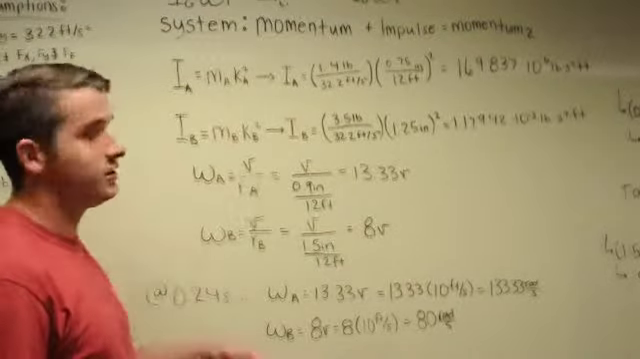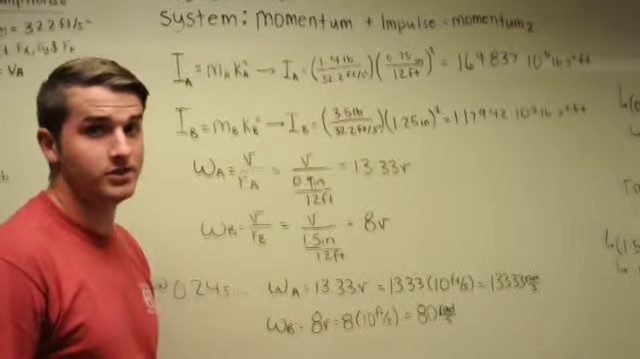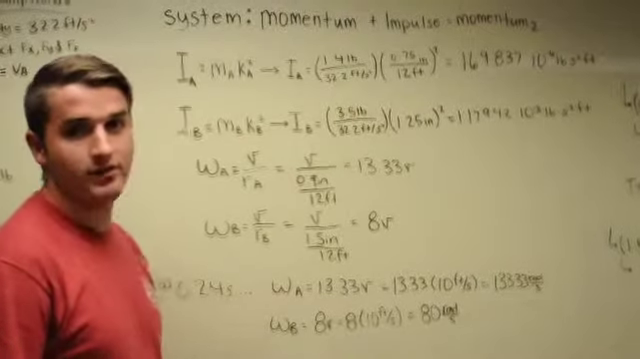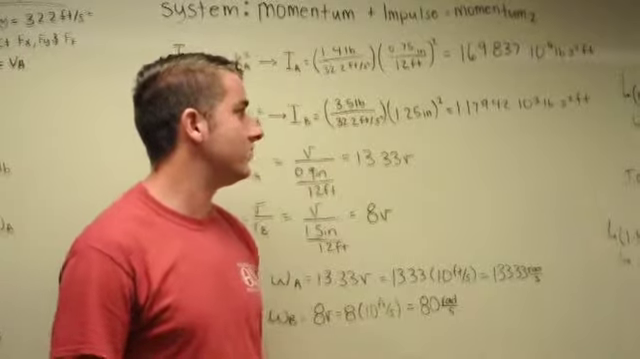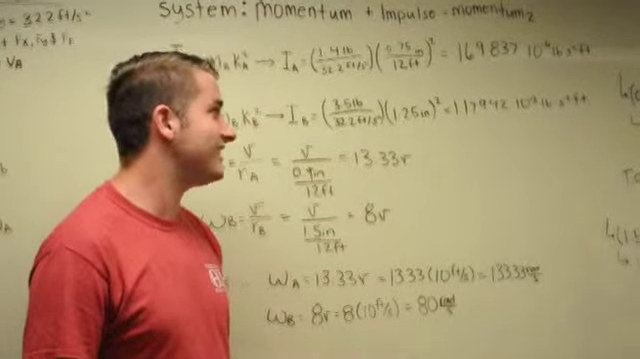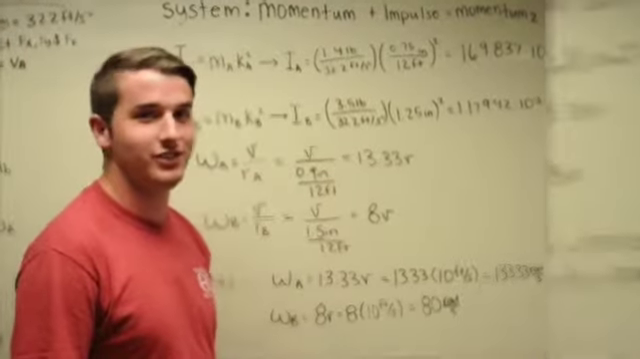We do the same for B, except we plug in the mass of B and the radius of gyration of B, because it will have a different moment of inertia because the size is different, and we get 1.17942 times 10 to the negative 3 pounds second squared feet.